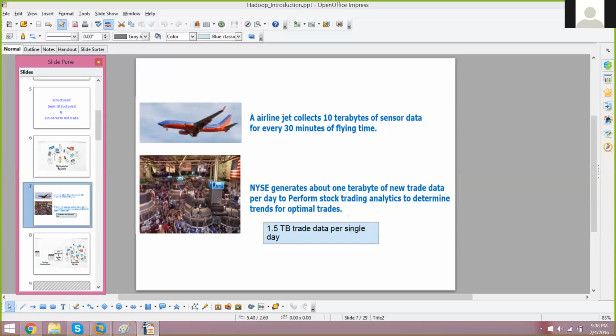And the New York Stock Exchange generates almost 1.5 terabytes of trade data every single day. Only the New York Stock Exchange. If you take worldwide, how many stock exchanges are there? How much trade data is generated? That is just an example of one airline and one stock exchange. Take Facebook, YouTube, Twitter, and e-commerce websites like Amazon, eBay, Flipkart. Not only these, there are many tools, web services and web applications.